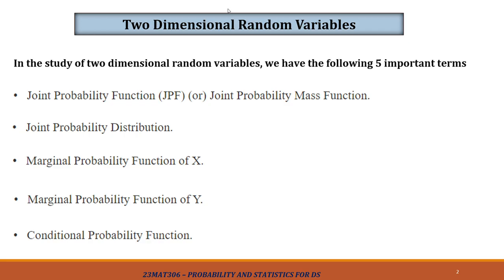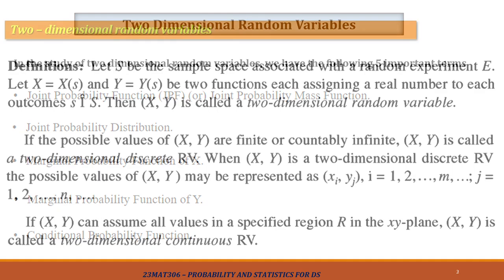Until now, we studied single random variables. In many real-life applications, two variables are observed simultaneously. For example, the height and weight of a person, rainfall and crop yield, or temperature and electricity consumption. Such variables are called two-dimensional random variables. In this session, we will discuss the joint probability function, joint distribution function, marginal probability function of x and y, and conditional probability function.